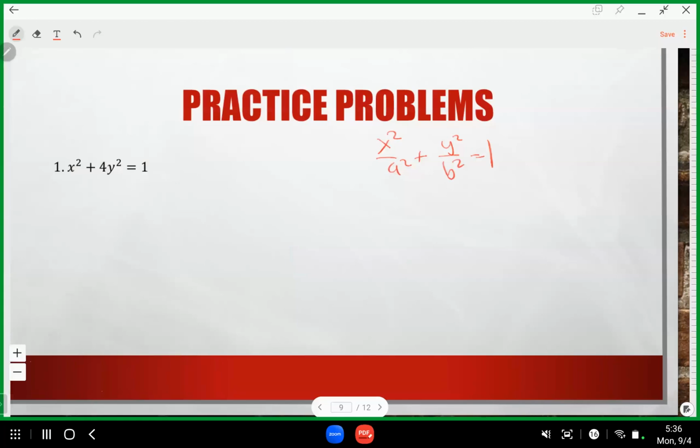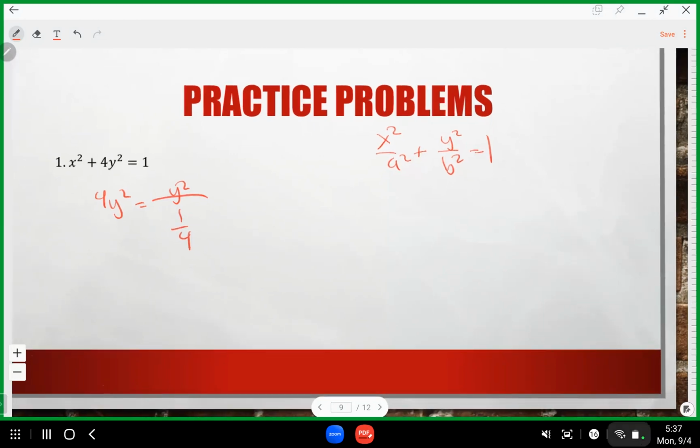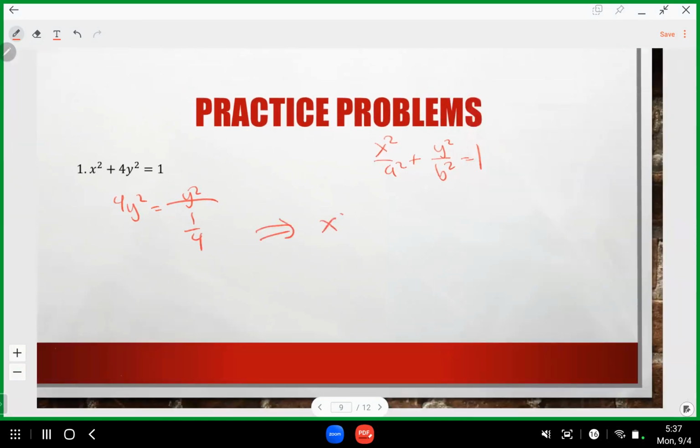Obviously, we don't have any vertex changes here because there's no x minus h or y minus k. So you see, 4y squared is going to be equal to y squared over 1/4, as you can see here. Therefore, b is going to be equal to 1/2. And of course, x squared is over 1. So let's just repurpose this equation: x squared over 1 squared plus y squared over (1/2) squared is equal to 1.